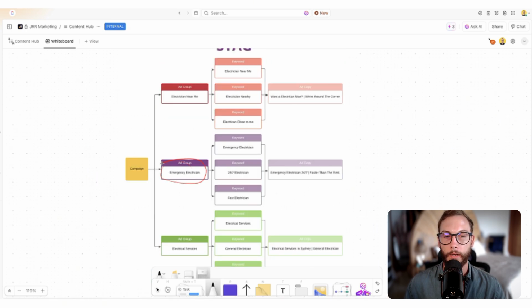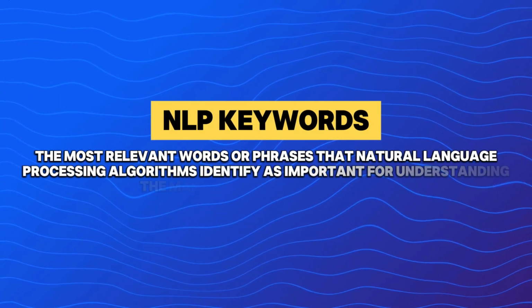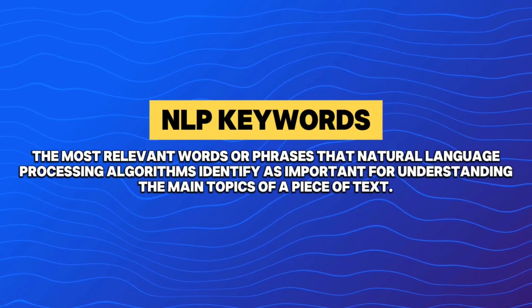You could have one ad group and multiple keywords in the ad group, and Google took a hint in seeing that you're trying to at least go for emergency electrician in this case, and it got the idea. And fun fact, around 2018, they were playing around with NLP, which is a bit of a nerdy thing that you can look into if you're interested.